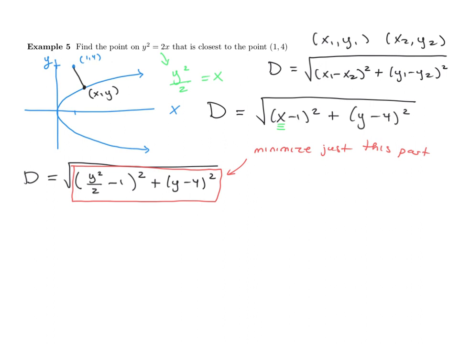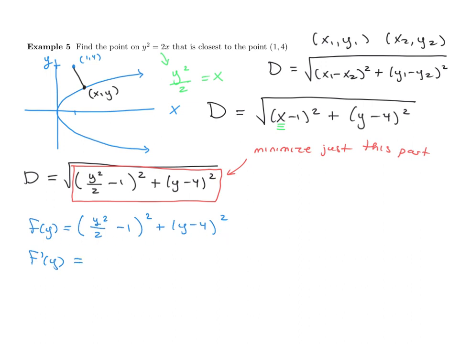So really, the function that we're trying to minimize is y squared over 2 minus 1 squared plus y minus 4 squared. I need to call this something. No, keep it simple. I'll call this f of y. To minimize it, I'm going to take the derivative, and I'm guessing it's going to be defined everywhere, so I'll just figure out where it's equal to 0.